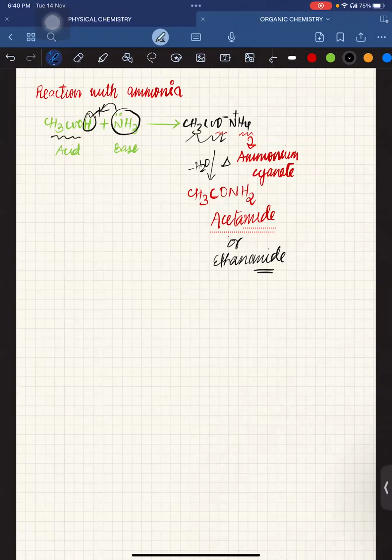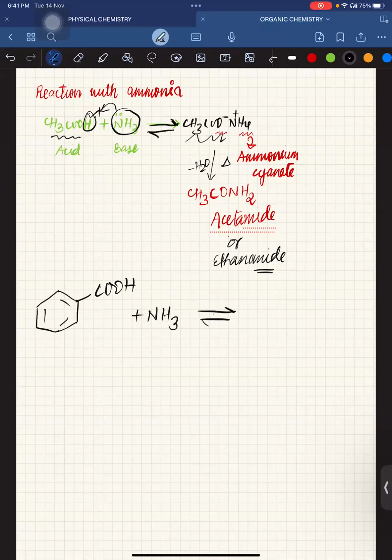Let me know when you are done with this, and you can do this question. This, you know, benzoic acid, if you are going to react with this. And also, one thing that you need to take care of is that this is a reversible reaction. Okay. So you will get something after that. You are going to heat it, then you will get.